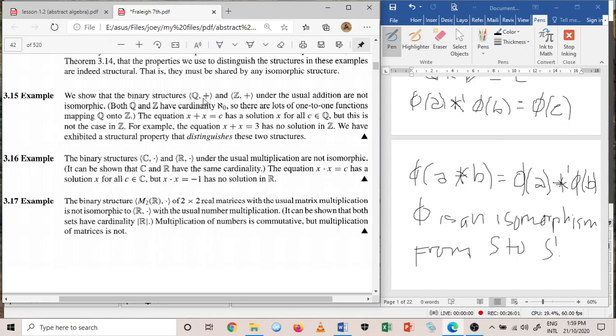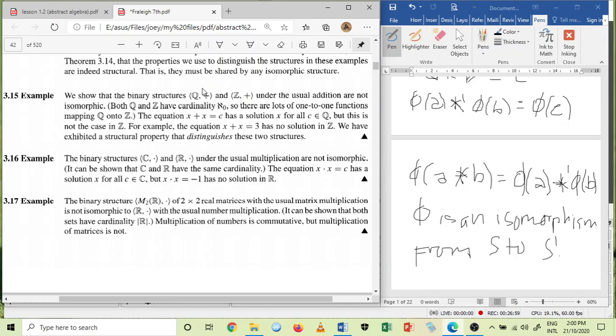So, how do we show that one binary structure is not isomorphic to another? Take note, an isomorphism is a bijection, and at the same time, it should preserve the operation. Both conditions should be satisfied. Now, we know that both Q and Z, the rational numbers and the set of integers, are countably infinite. We can count the elements, but we will not finish counting. So they have the same cardinality, the same cardinal number. Meaning, we can always make a one-to-one onto function between these two.